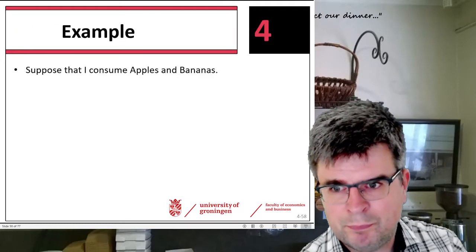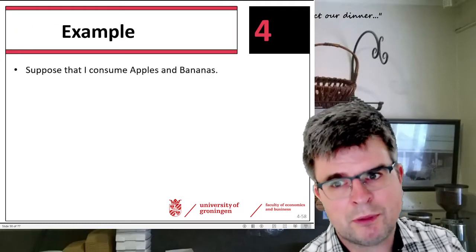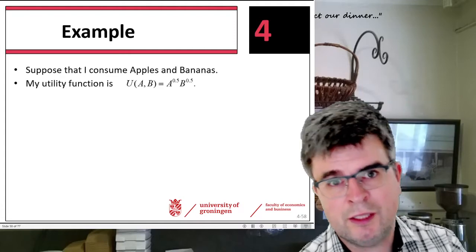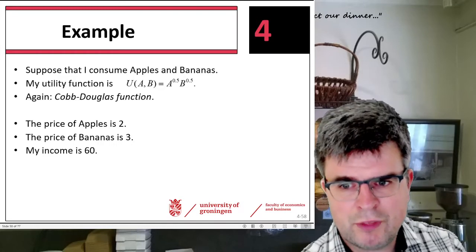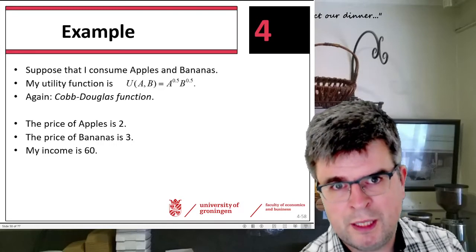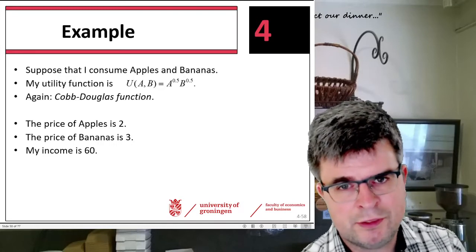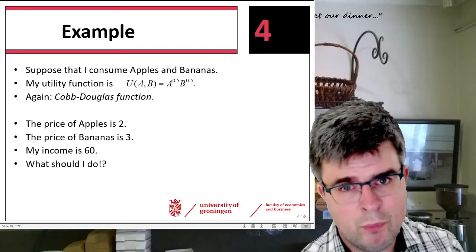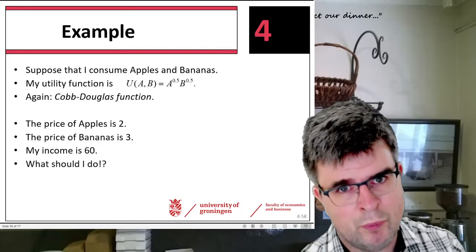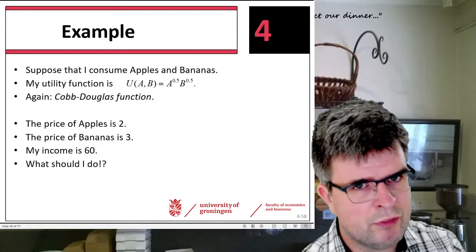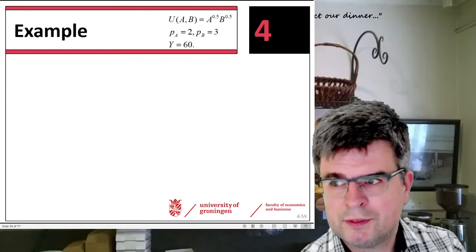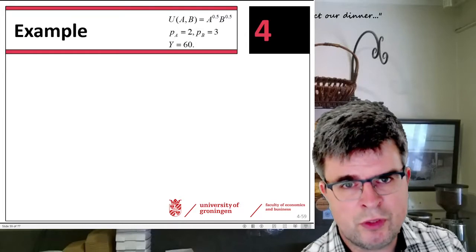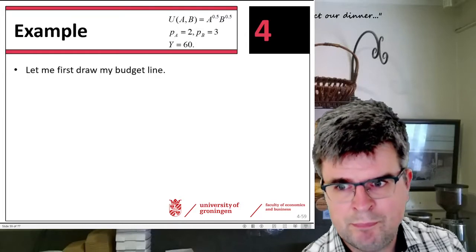So an example, suppose that I consume apples and bananas. My utility function is a Cobb-Douglas function. And the price of apples is 2, the price of bananas is 3, and my income is 60. What should I do? So, what is my optimal consumption bundle given my income? Here I summarize the specifics of the utility function, prices and income.